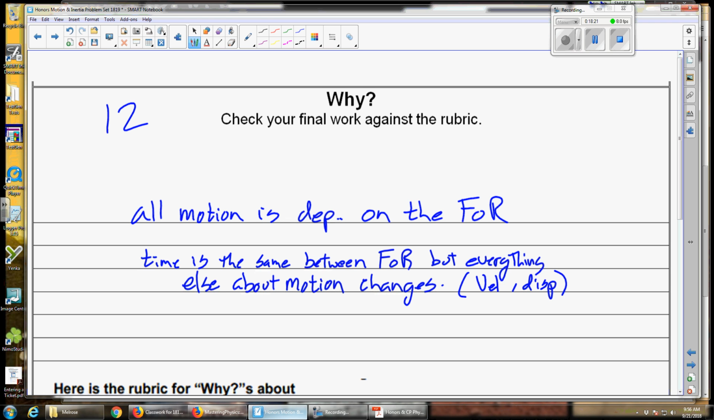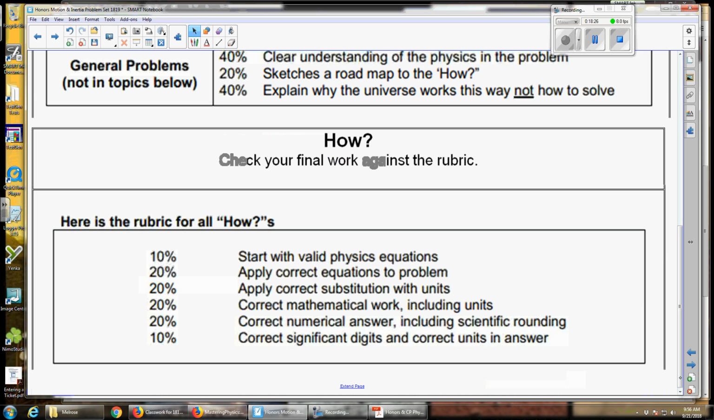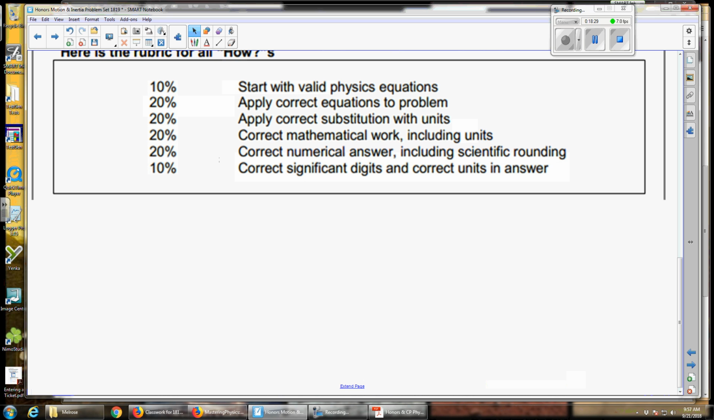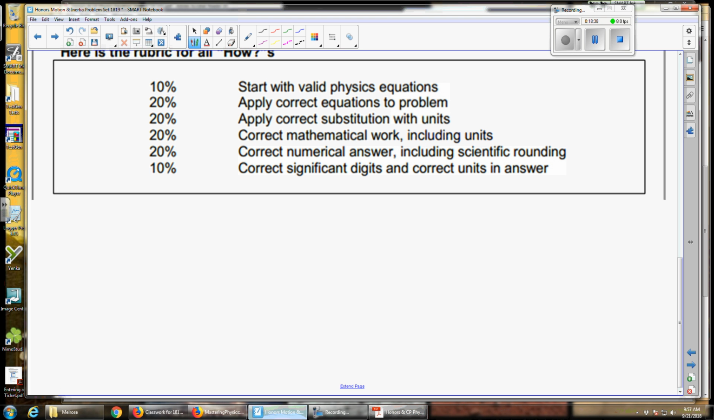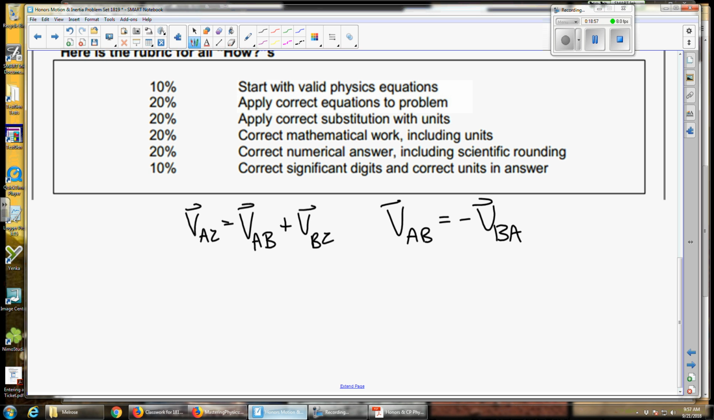Look back at A blocks. I think I said something else there, but my brain is already frying. All right, so relative motion. So I need my relative motion equations from here. So these two here in the middle. I've got the velocity of AC equals the velocity of AB plus the velocity of BC. I have the velocity of AB equals the opposite of the velocity of BA. Those are my two relative motion equations.